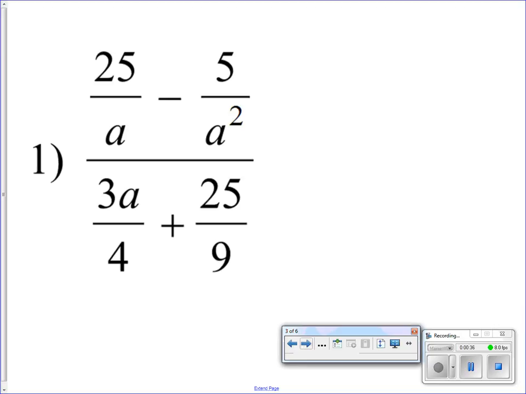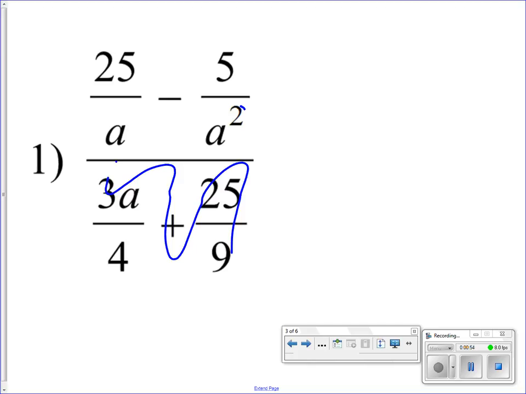So let's look at an example. So here's a complex fraction. We've got 5 fractions in total, 2 in the numerator, 2 in the denominator, and then that whole big fraction. So step 1, we're going to simplify the numerator. So for right now, we're going to ignore the denominator. We're just going to look at the numerator.